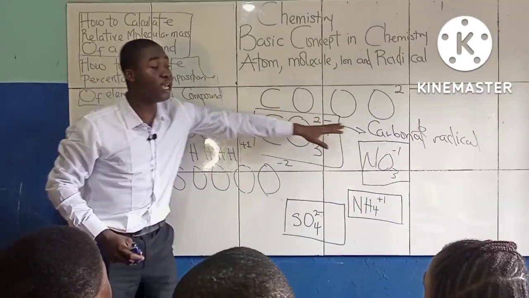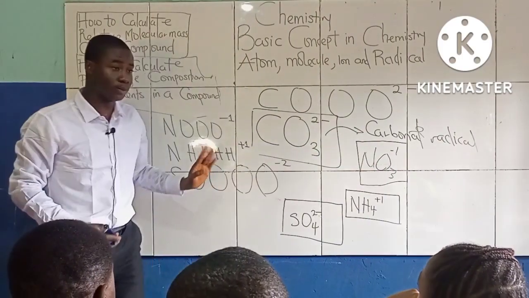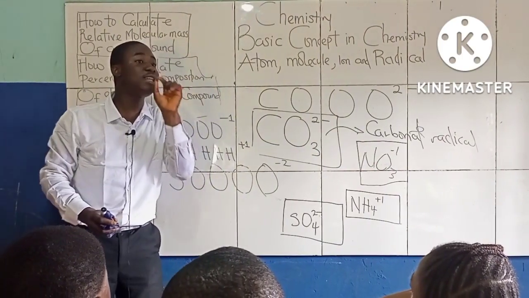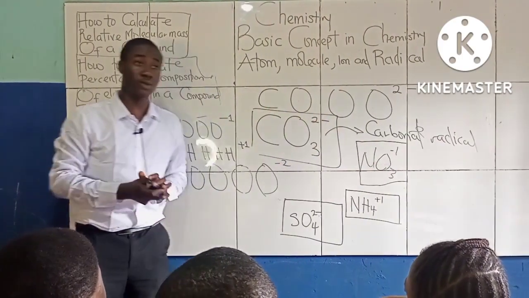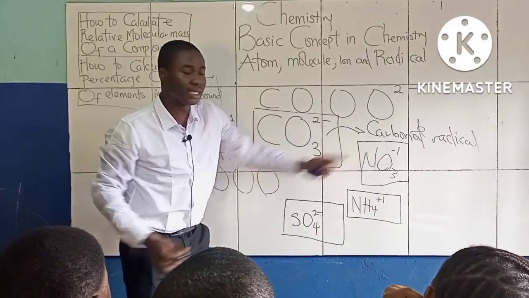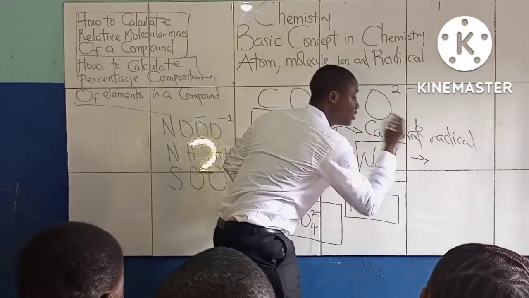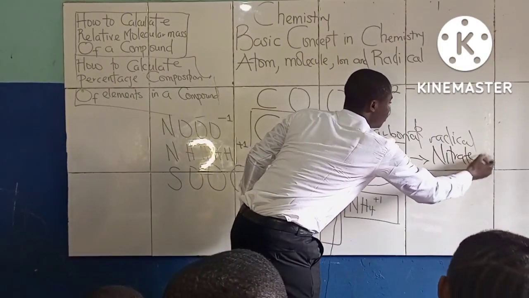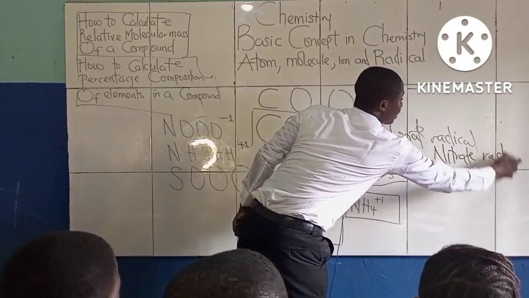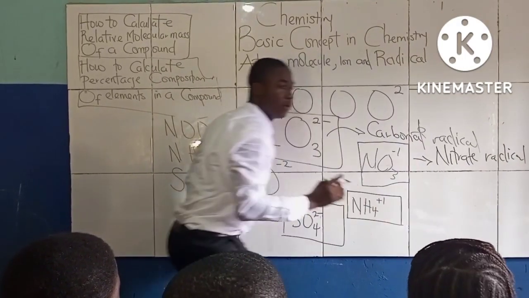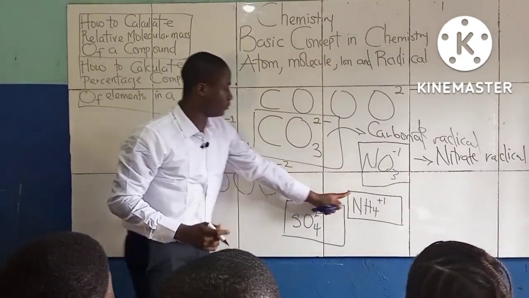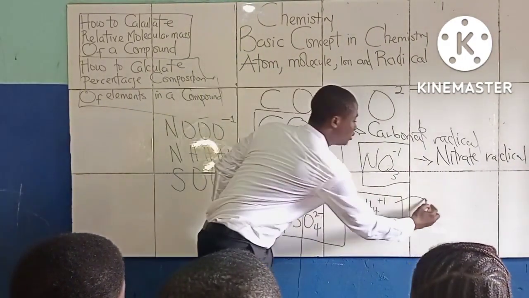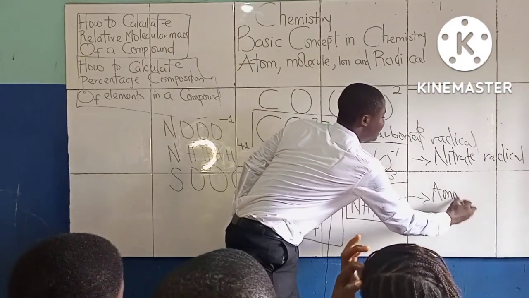So class, you can see all of the radicals that they have formed. These radicals have names allocated to them. Now, you can see the first radical. This radical is called the nitrate radical. This radical is called the what, class? Nitrate radical. Now, looking at the other radical, this radical is called the ammonium radical.